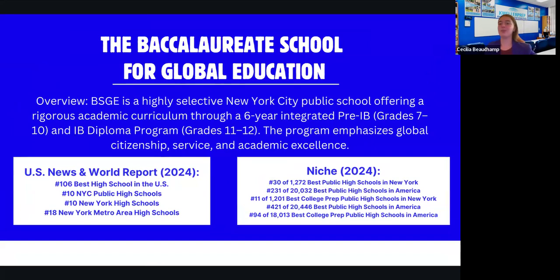Okay, now we're going to talk about a school example. I think a lot of you are familiar with this school here, but we're just going to do a little bit of an overview about how the college process pertains to you all and your specific school, BSGE. So, as some of you may know, BSGE is a highly selective NYC public school offering a rigorous academic curriculum through a 6-year integrated pre-IB and IB diploma program. And we talked a little bit about what IB tests mean for your college application yesterday, but we'll talk a little bit more about that in specifics today.